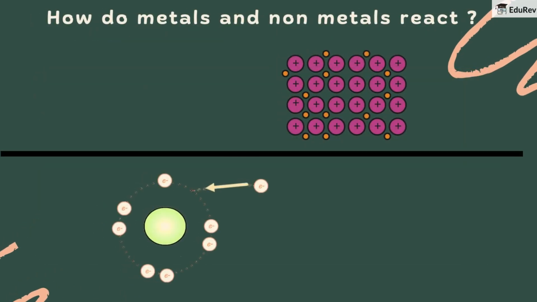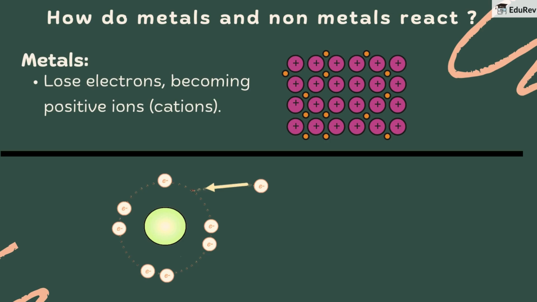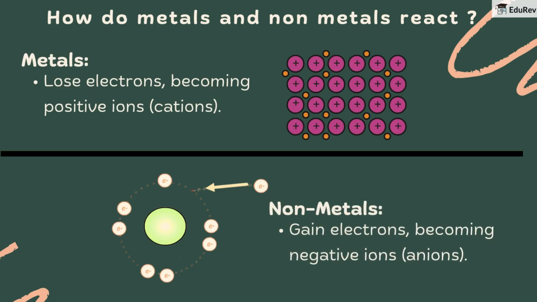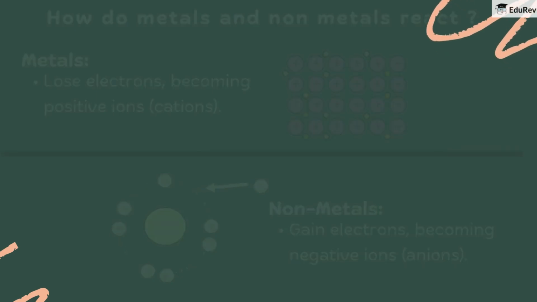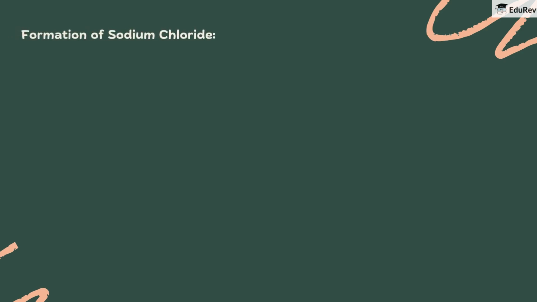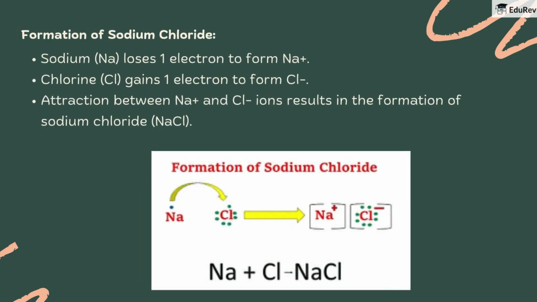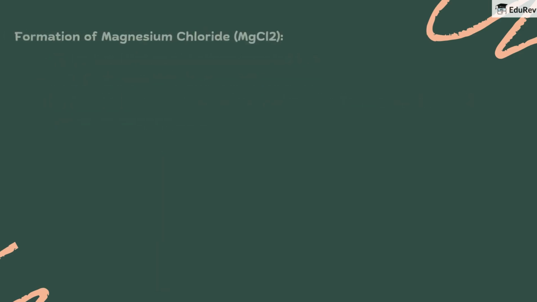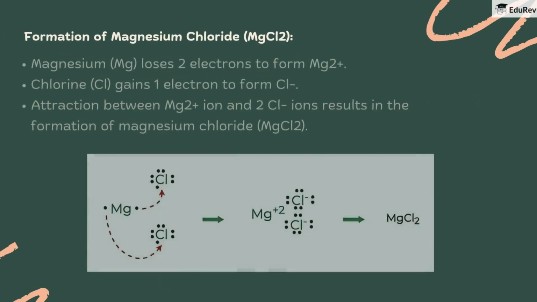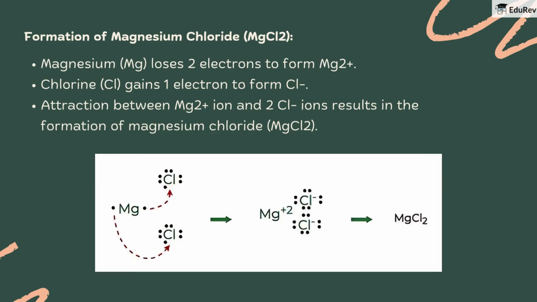So, how do metals and non-metals react? Metals lose electrons to become positive ions. Non-metals gain electrons to become negative ions. Let's look at some examples of this interaction. Formation of sodium chloride. Sodium loses one electron, chlorine gains one electron. The attraction between the two ions results in the formation of sodium chloride. Formation of magnesium chloride. Magnesium loses two electrons. Chlorine gains one electron. The attraction between the two ions results in the formation of magnesium chloride.